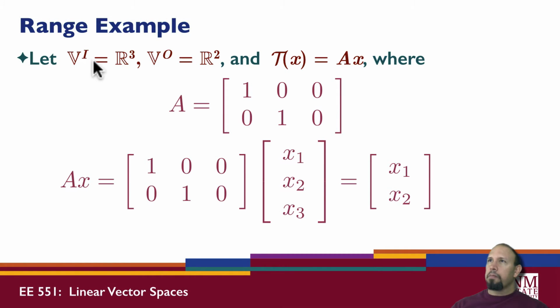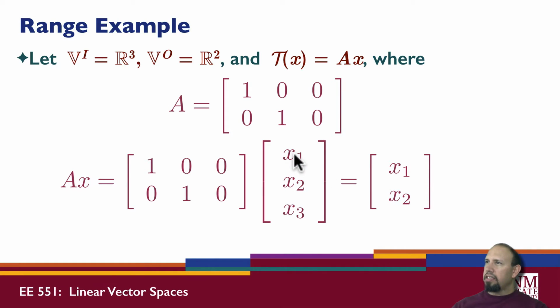Next we look at the range. The input space is R3, the output space is R2, and our linear transformation is a matrix. So here's our matrix A. It's 2 by 3. So when I take A times X, I get this.